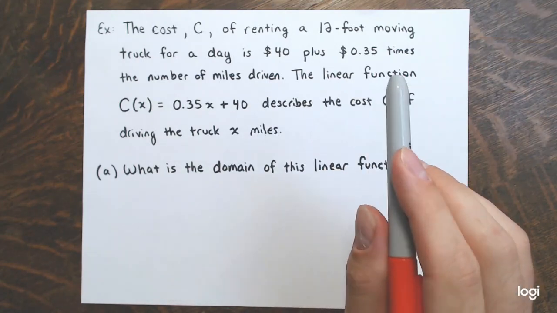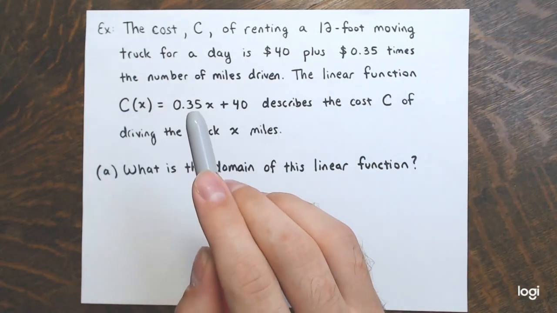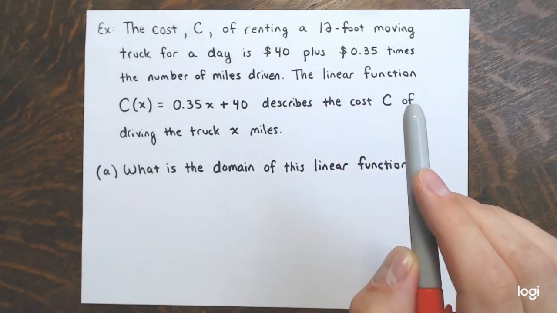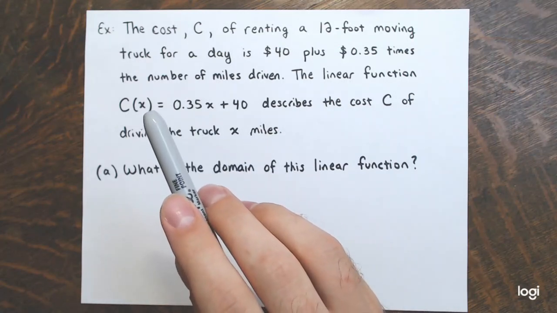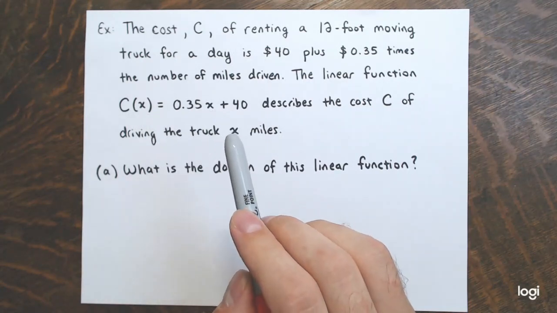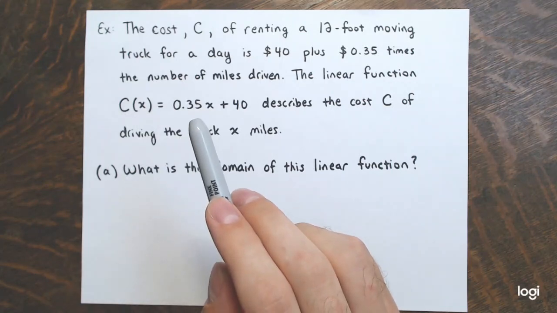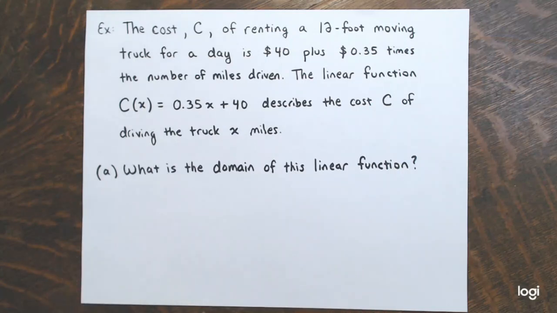And that's described here by this linear function. The linear function, c of x equals 0.35 times x plus 40, describes the cost, c, of driving the truck x miles. So x in here is the input, the independent variable, and x represents the number of miles driven that day, and c, the output, this 0.35x plus 40, represents the cost of renting the truck for that day.